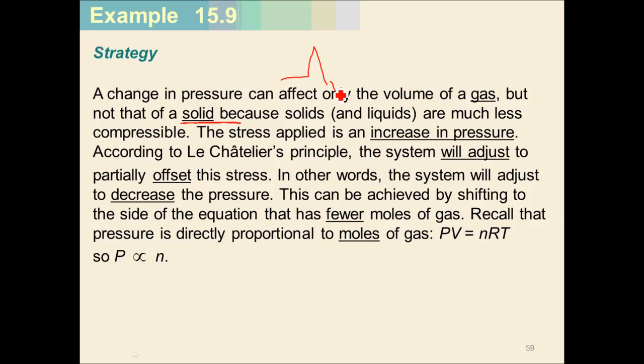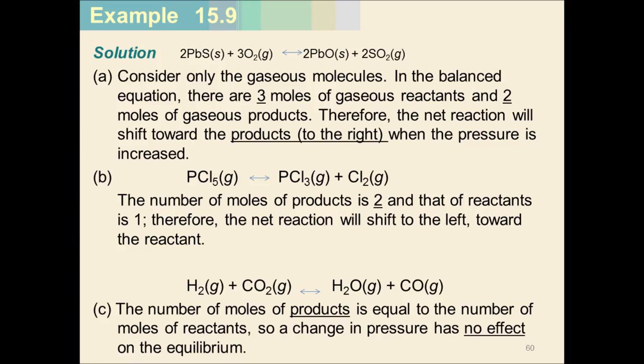This can be achieved by shifting to the side of the equation that has fewer moles of gas, remembering that pressure is directly related to the moles of the gas via PV equals nRT. So P is directly proportional to the number of moles. On slide 60 then, the solution for letter A. Consider only the gaseous product molecules. In the balanced equation, there's 3 moles of oxygen and just 2 moles of the sulfur dioxide. Therefore, the net reaction will shift towards the products to the right when the pressure is increased.